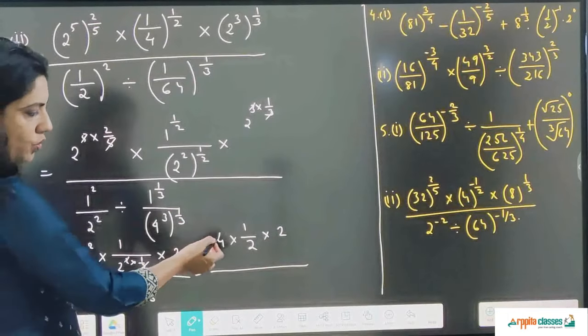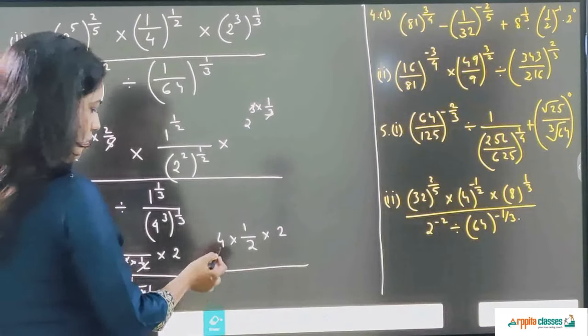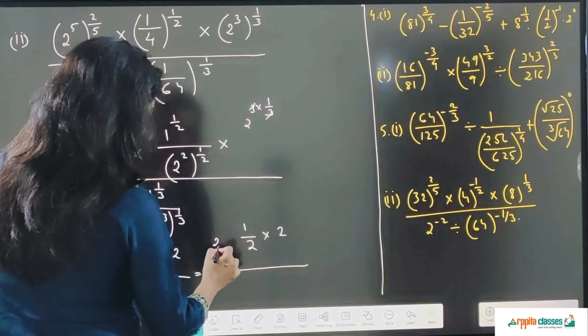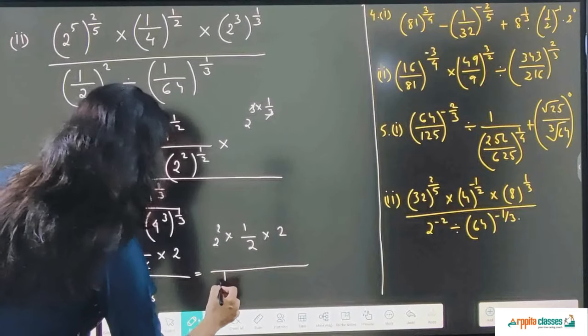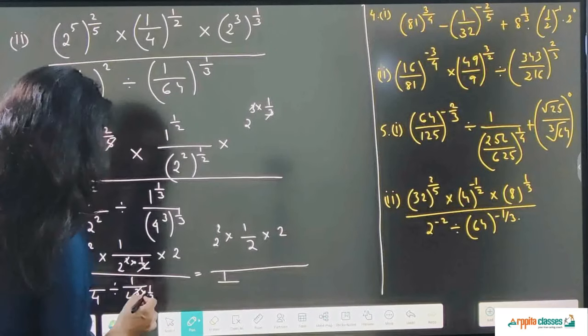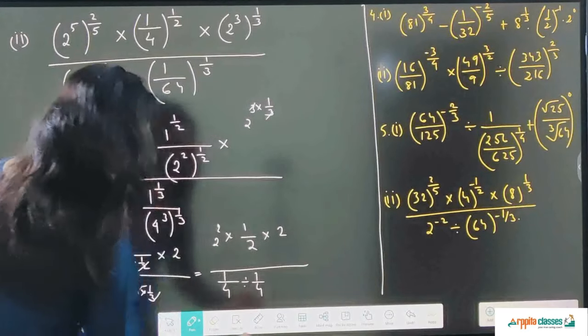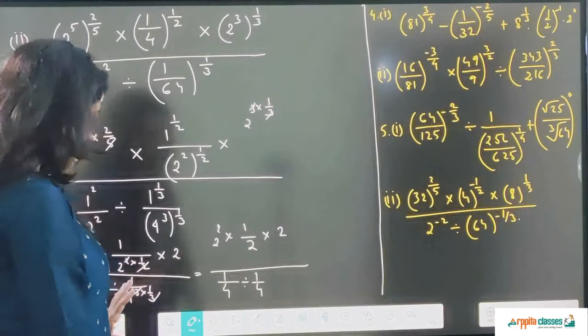Okay, now this 4 I can write as 2 square. I am writing it as 2 square so that I can use maximum properties of indices. So 2 square into 1 by 2 into 2. Down I have 1 by 4, that is 1 by 4 divided by 1 by 4. Here I did not write 2 square because both of them are 4, so I have not done anything here.